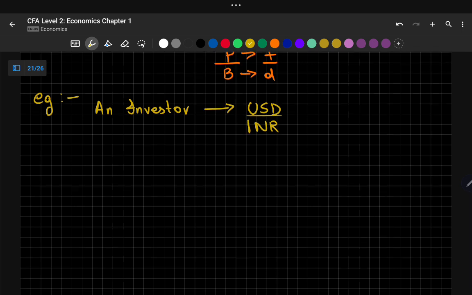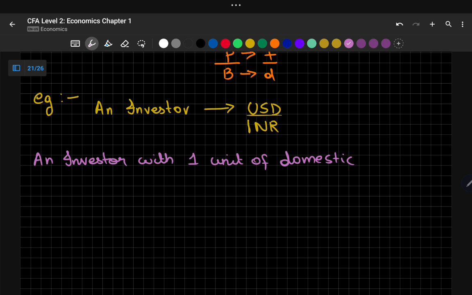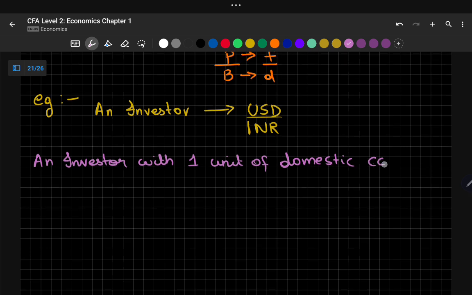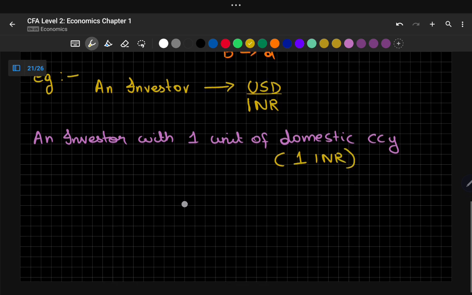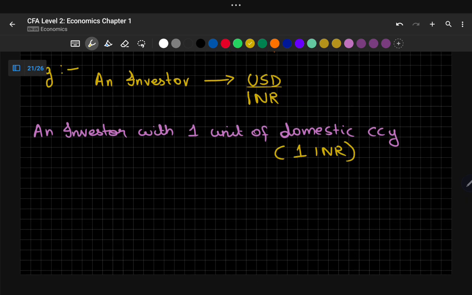Now, I'm taking a really simplified example. So in this case, an investor with 1 unit of domestic currency, which would be the domestic currency in this case if the investor is looking at USD to INR? So it is 1 INR. The investor wants to invest this 1 rupee for 1 year.